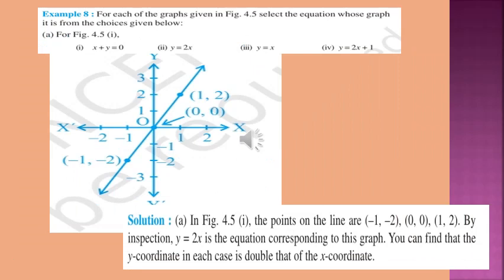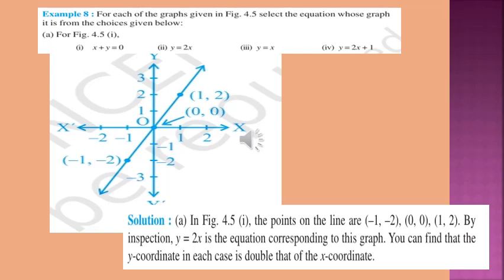Here the graphs are given and four linear equations are there, and we have to check which equation satisfies the given graph. First, observe the graph carefully. The points given are (1, 2), (0, 0), (minus 1, minus 2). Now the first one is x plus y equals 0. Simply add these two numbers: 1 plus 2 equals 3, and here x plus y equals 0, so it is not the solution.